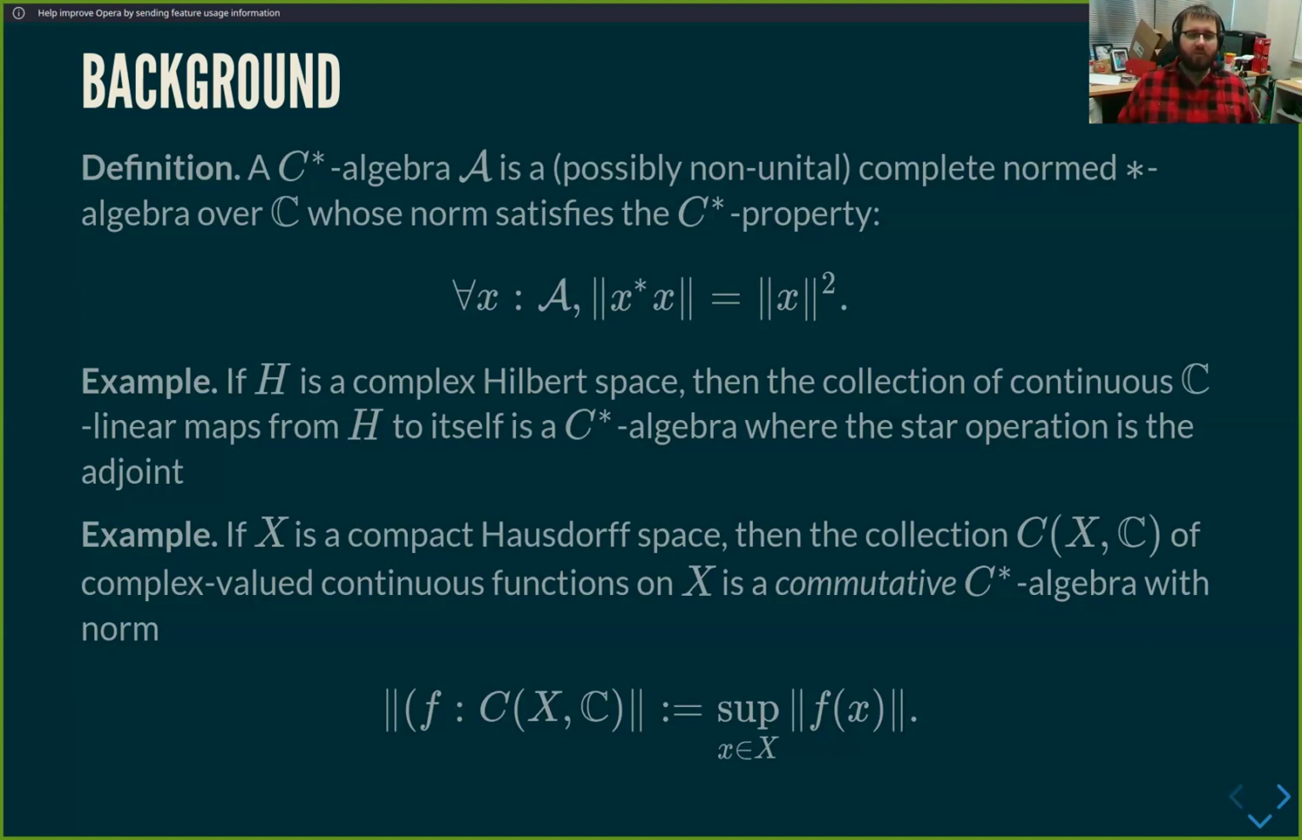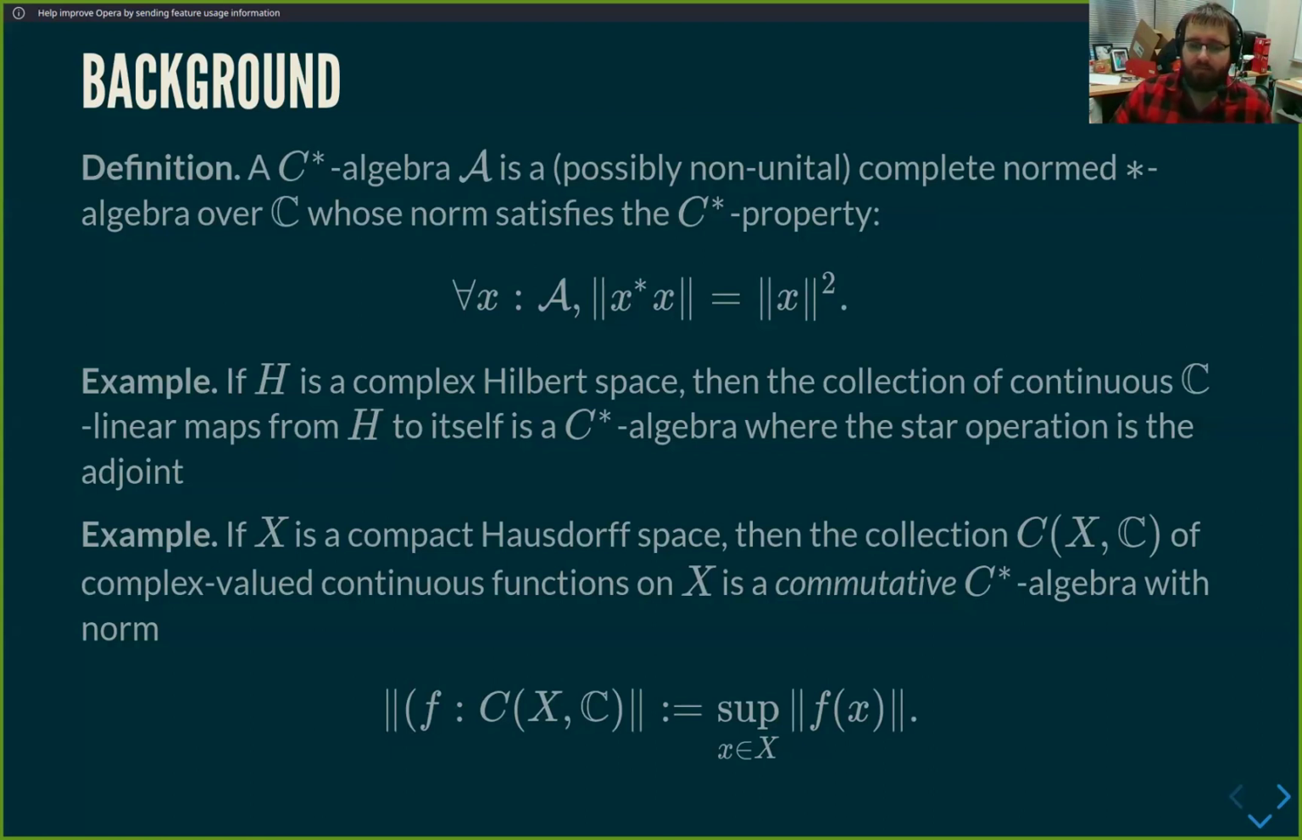So the two most canonical examples of C-star algebras, the first one is the continuous linear maps on a Hilbert space. And there the star operation is given by the adjoint. This is one of the canonical examples because every C-star algebra, by the Gelfand-Naimark-Segal construction, is isomorphic to a closed star subalgebra of this. So basically you can realize any C-star algebra as being represented as continuous linear maps on a Hilbert space.